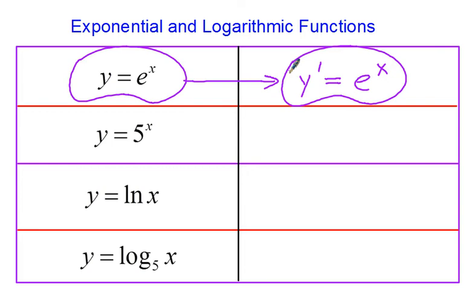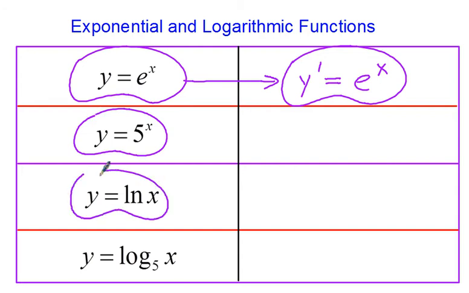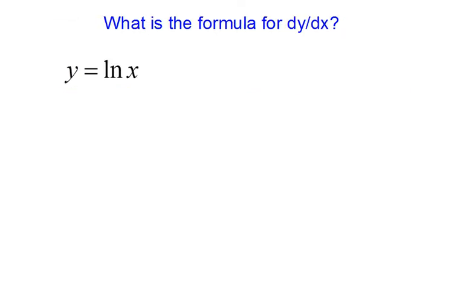Then we have the exponential function base 5, or any other base other than e. And then we look at the inverse of the exponential function, which is the natural logarithm function, and the inverse of the exponential function base 5, which is the logarithm function base 5. So this video will focus in particular on how to calculate the derivative of the natural logarithm function. Okay, so let's dig into it.